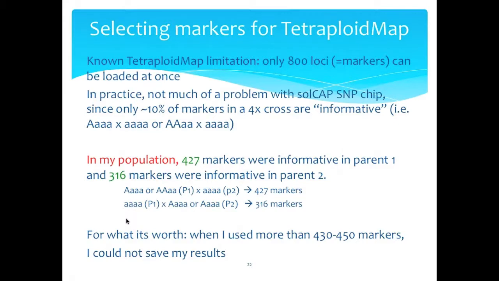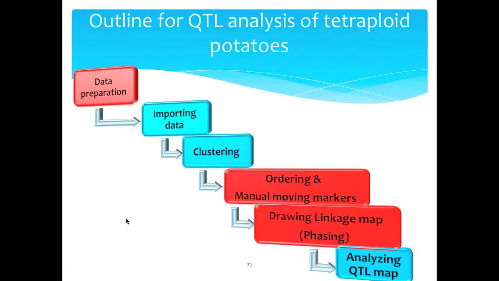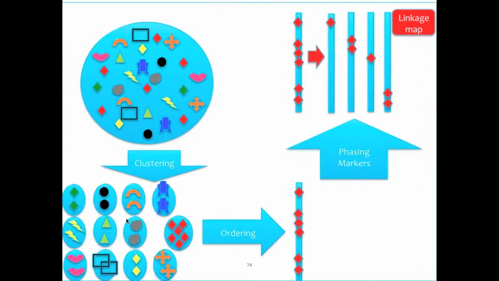Additionally, when I used more than 430 markers, I could not save the result. I mean, I could get a result, but I could not save it. So if you consider these two issues, this limitation is not a big problem anymore. From now on, I'm going to explain from clustering to constructing the linkage map. To help your understanding, I prepared an explanation of the terminology.